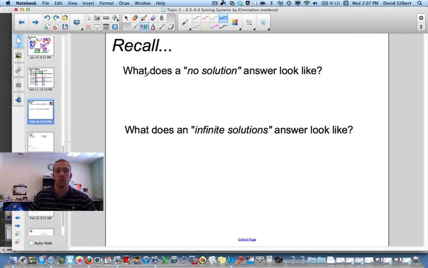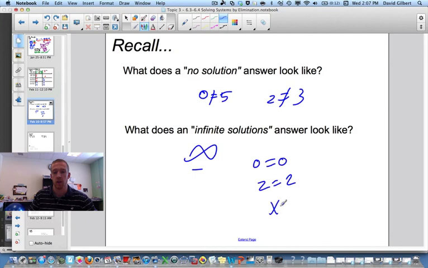So again, you should be able to answer this without me even doing it. No solution looks like 0 equals 5 or 2 equals 3 or something like that. Infinite solutions, not all real numbers, but infinite solutions looks like 0 equals 0 or 2 equals 2 or x equals x or something like that.